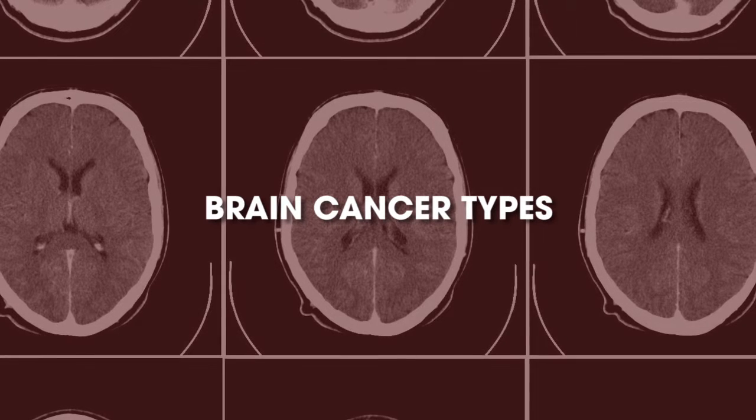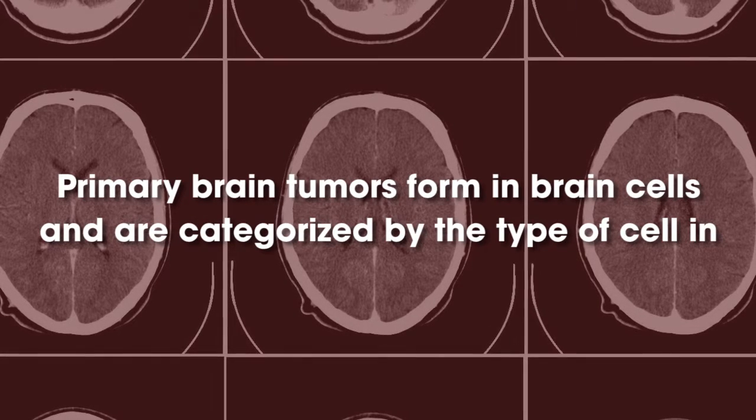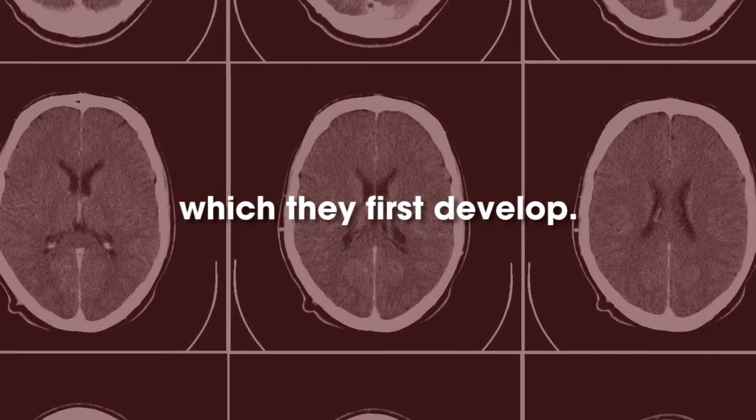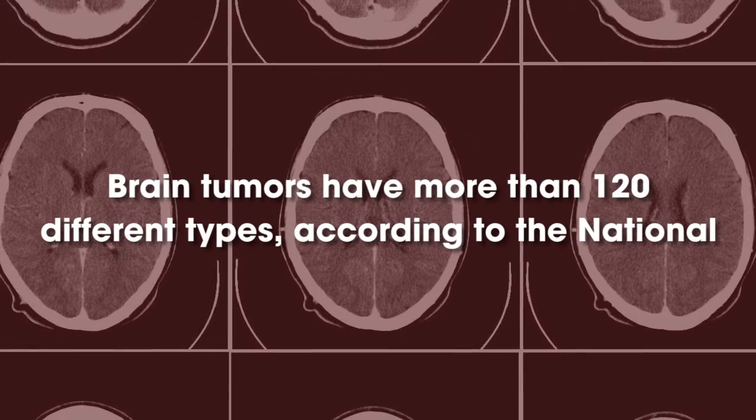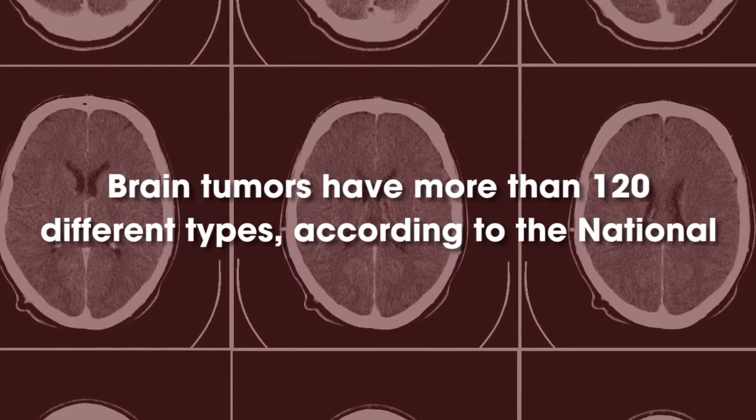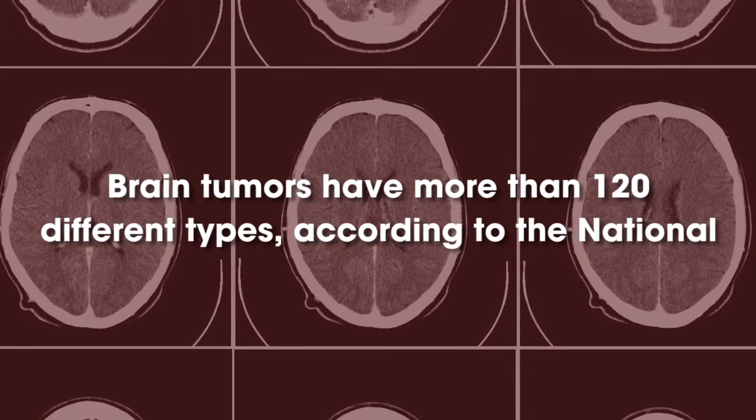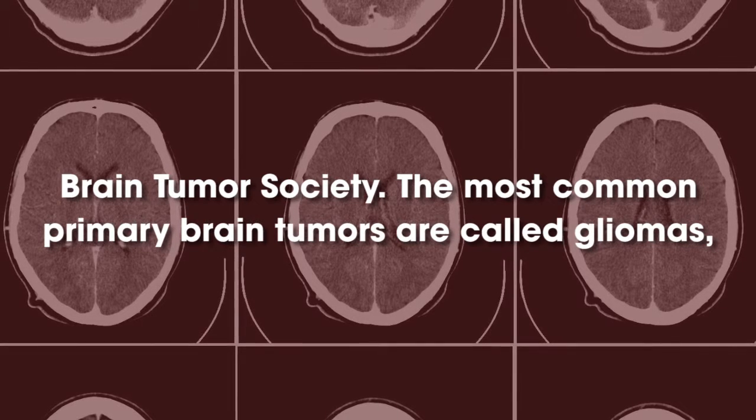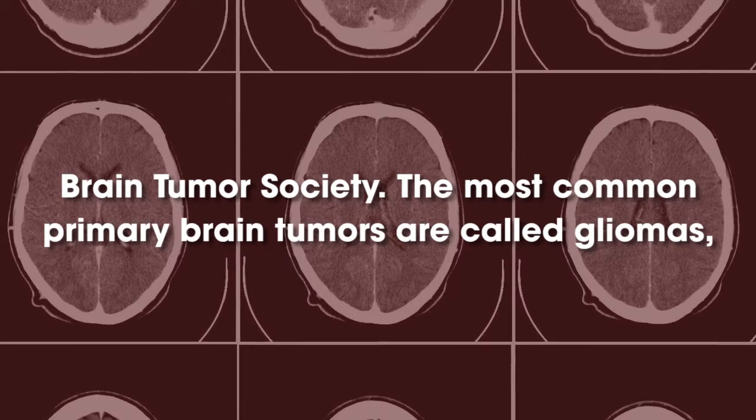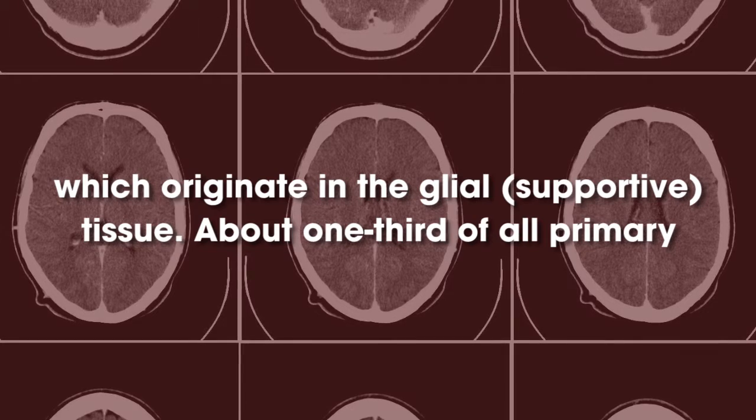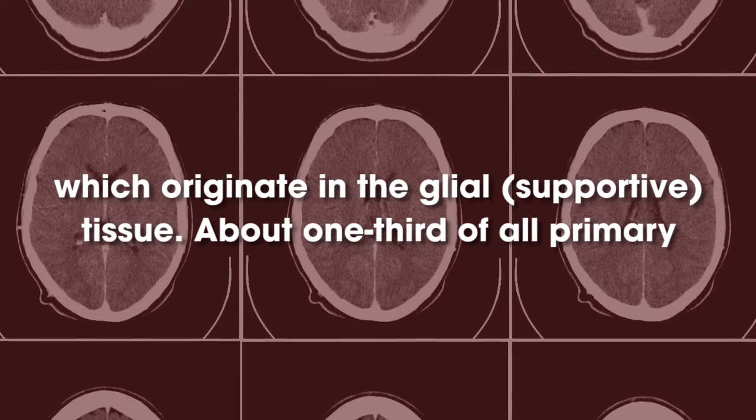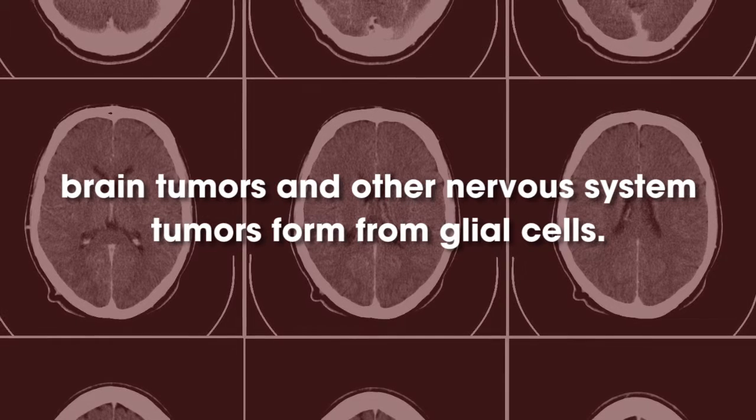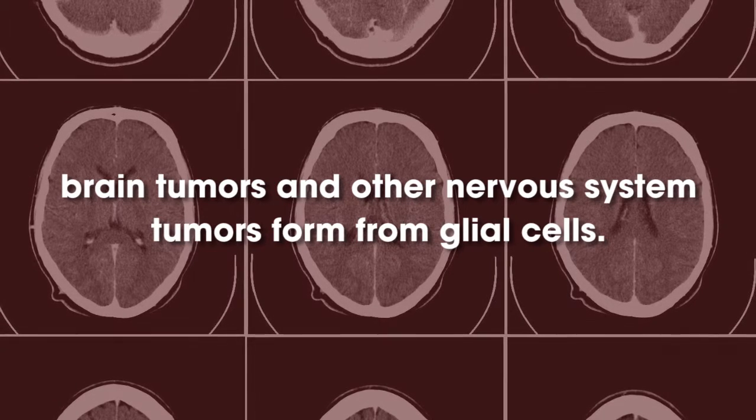Brain cancer types. Primary brain tumors form in brain cells and are categorized by the type of cell in which they first develop. Brain tumors have more than 120 different types, according to the National Brain Tumor Society. The most common primary brain tumors are called gliomas, which originate in the glial, supportive, tissue. About 1/3 of all primary brain tumors and other nervous system tumors form from glial cells.